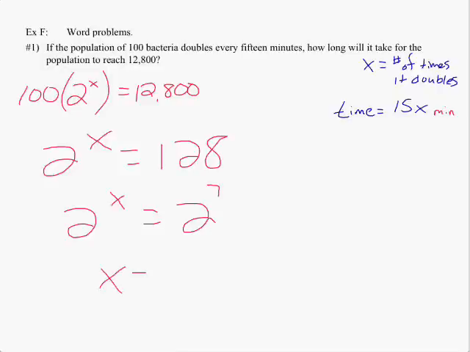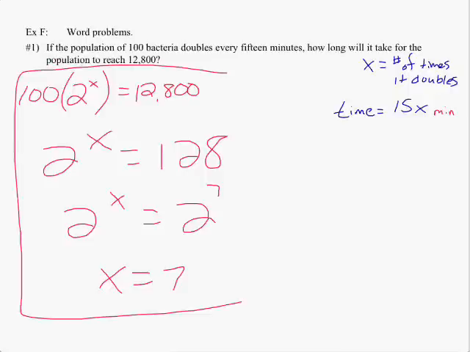Therefore, x is 7. It's important that we wrote down at the beginning what x stood for. It's the number of times that it doubles. So this is not the answer. The question says, how long will it take? Well, it's going to take 15 times 7. It takes 15 minutes for it to double. It's going to double 7 times. That's 105 minutes.